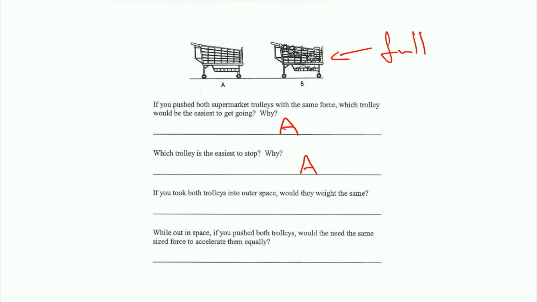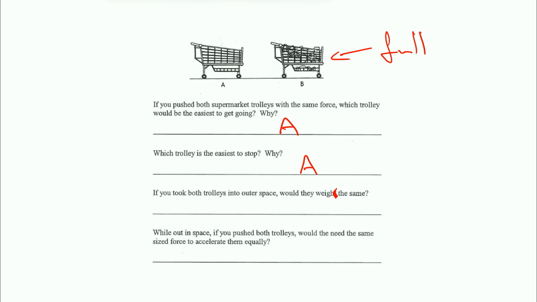If you took both trolleys to space, would they weight the same? Well, I'm going to call that a typo, because that doesn't even make sense. Let's just get rid of this T and say, would they weigh the same? All right, now if we're talking weigh the same, that's their mass, isn't it? So just because you teleported them to space, their mass wouldn't actually change. A would still have a lower mass than B. Now, whilst out in space, if you push both trolleys, would they need the same?